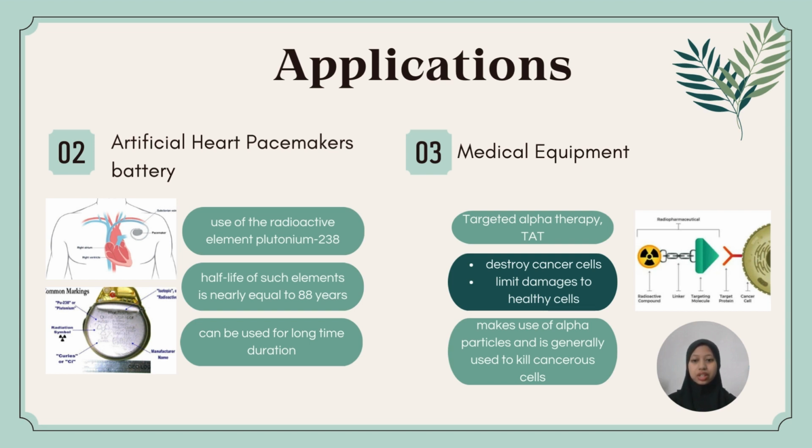The third application of alpha decay in our life is in medical equipment. Alpha decay is used in a number of medical equipment for the diagnosis and treatment of various lethal diseases such as tumors and cancers. For example, targeted alpha therapy, known as TAT. The two main functions of TAT are to destroy cancer cells and limit the damage to healthy cells. TAT makes use of alpha particles to kill cancerous cells.